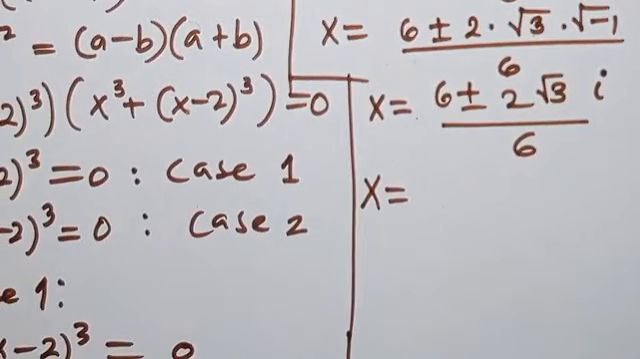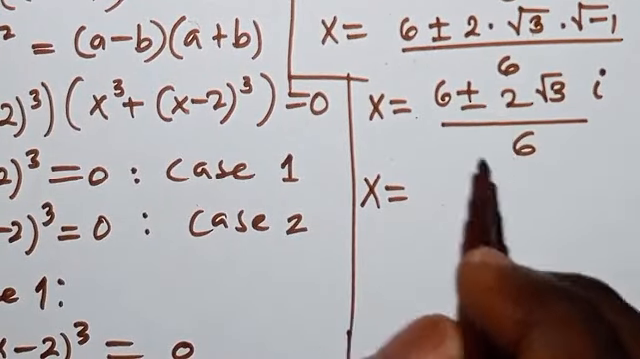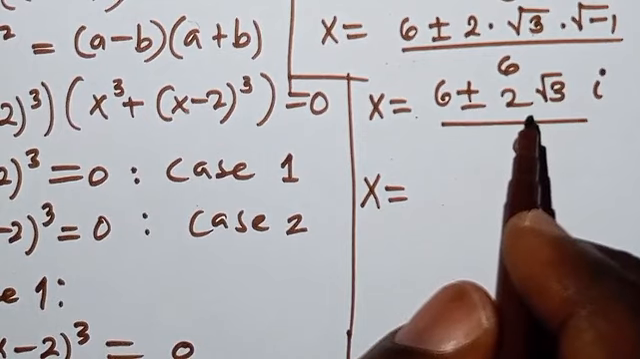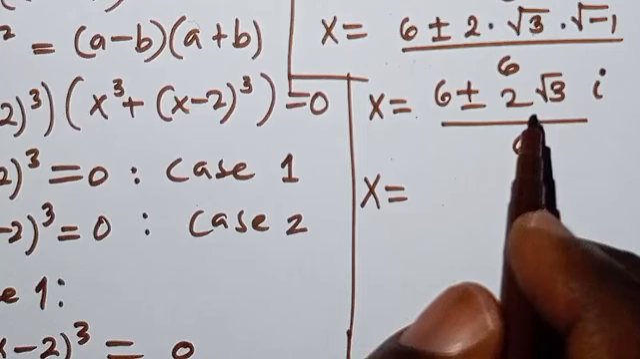So now from here, we can see that we have common factors from both the numerator and the denominator.